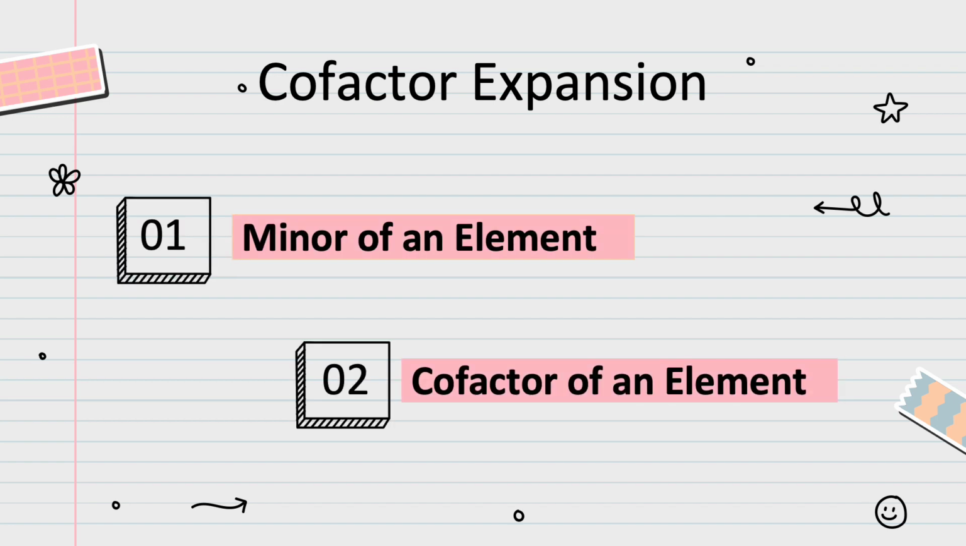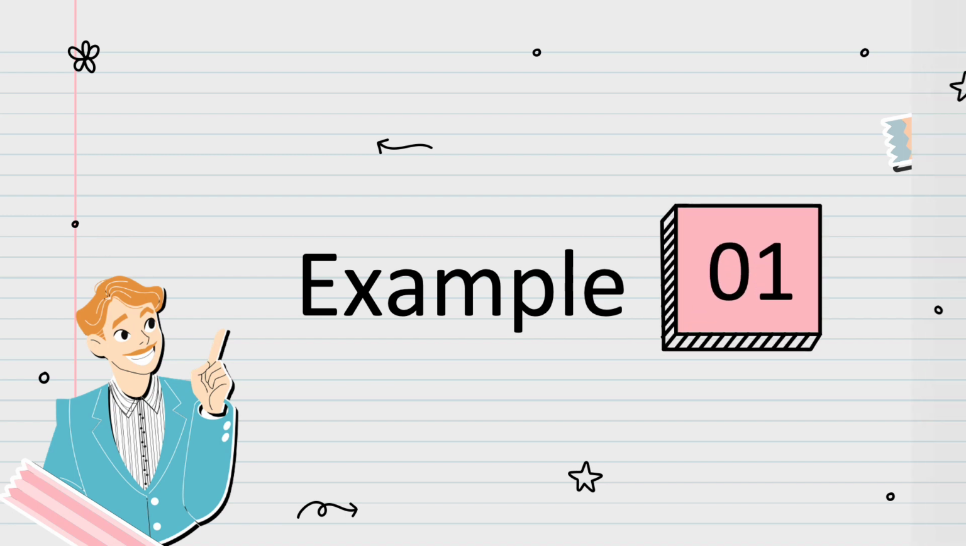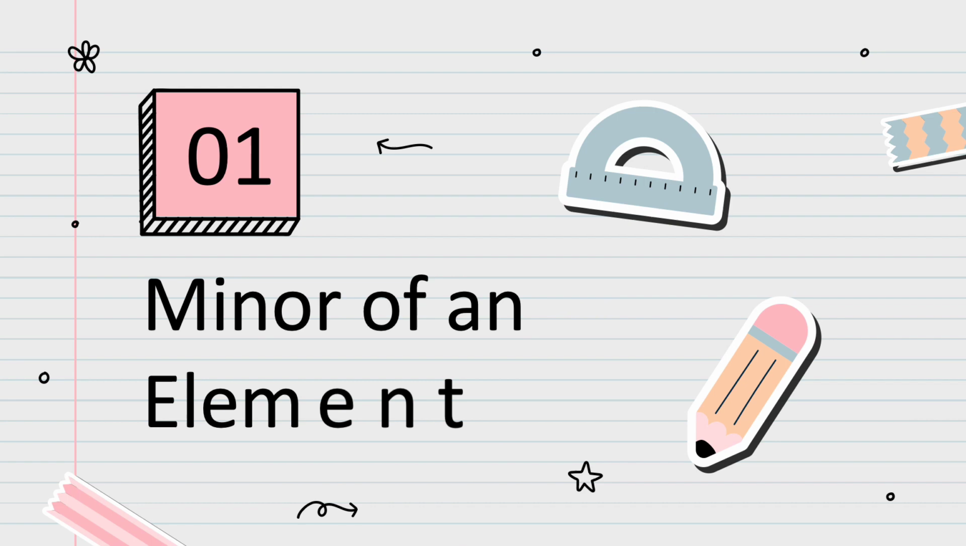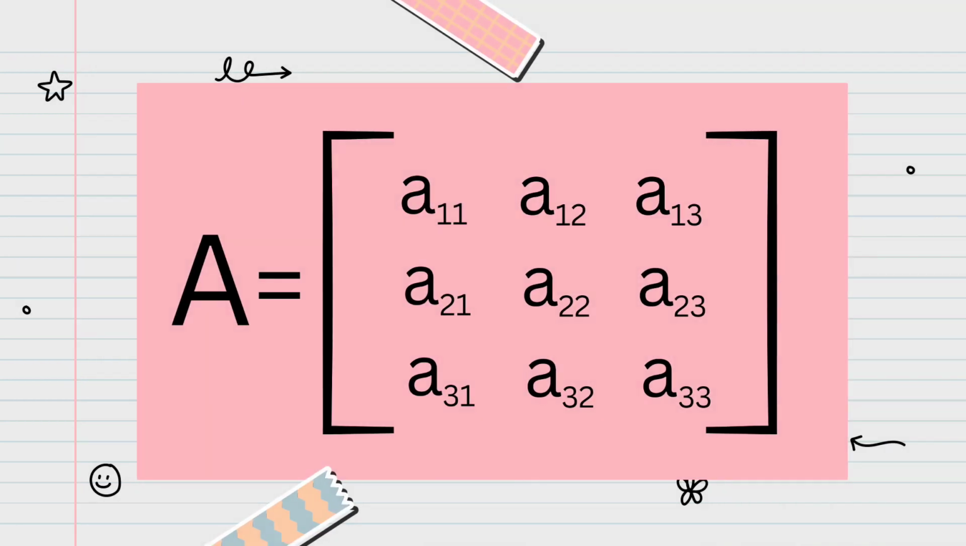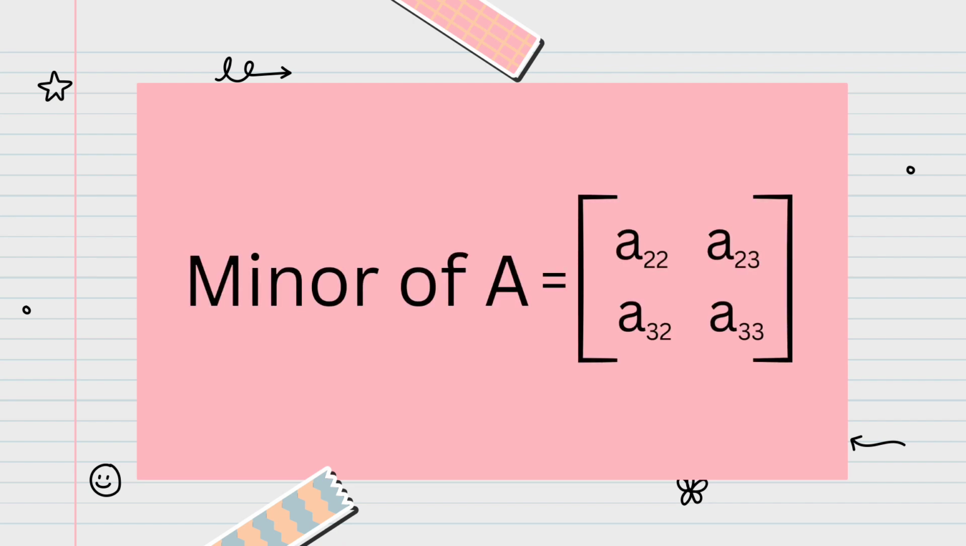So for you to understand the difference between the minor of an element and the cofactor of an element, let me give you some examples. As you can see on the screen, we have a 3 by 3 matrix. For the minor of an element, we must cross out a row and a column, and it will be like this. So the remaining part is what we call the minor of an element a11, which is a22, a23, a32, and a33.